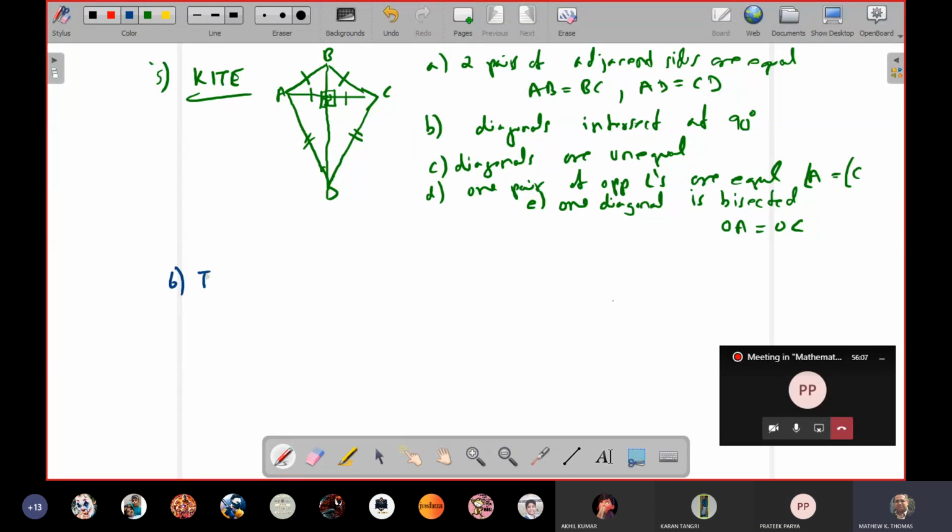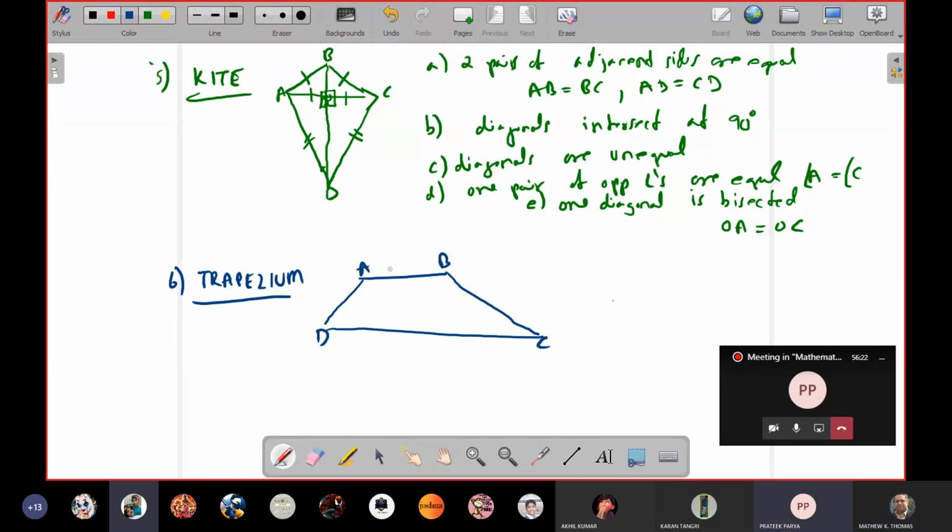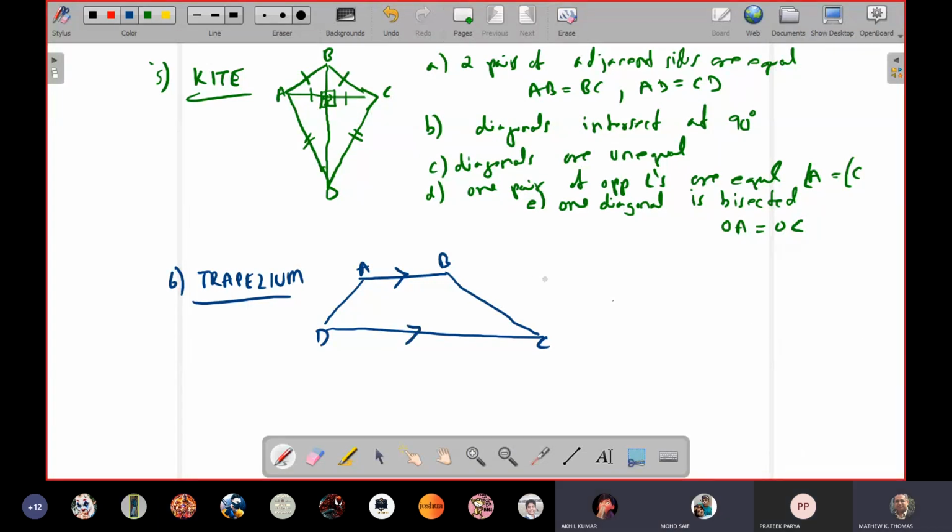And last, we come to the trapezium. We'll complete this also. A trapezium has only one characteristic. Can you tell me how to determine whether a figure is a trapezium? What is the most important property? Its opposite sides are parallel to each other. Not opposite sides, only one pair of opposite sides.